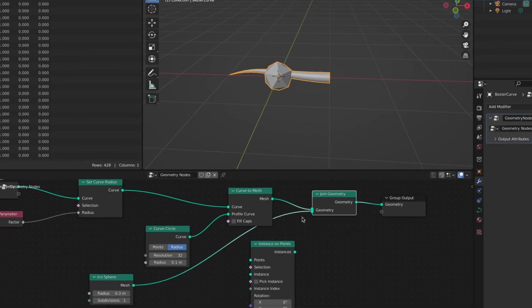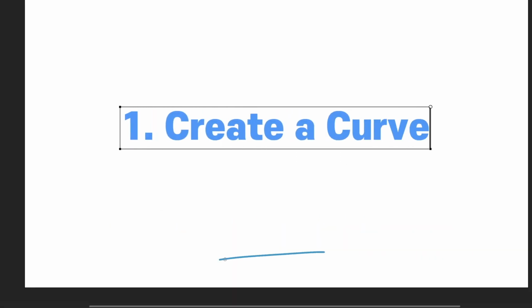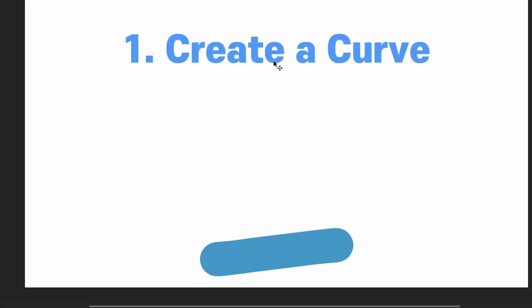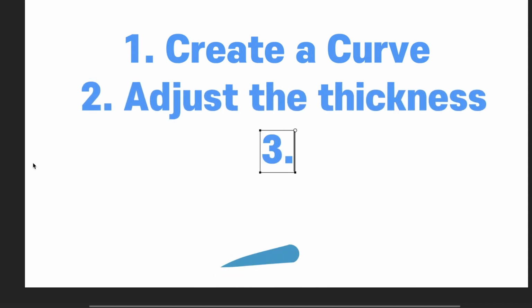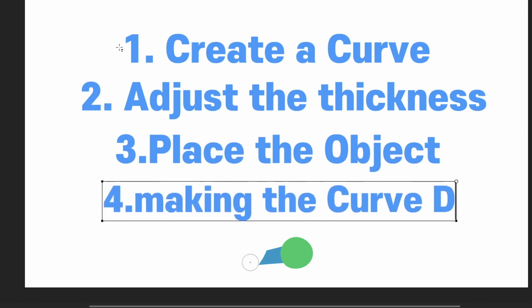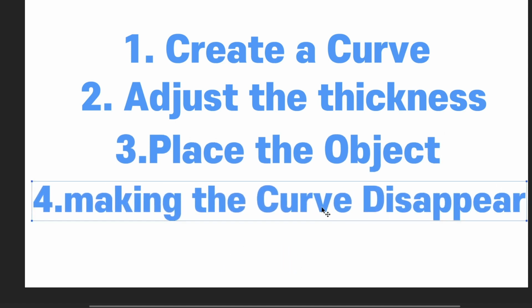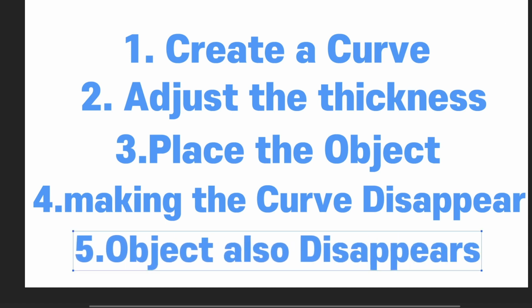Through this video, we want to make sure we understand. First, create a curve, then create a thickness on the curve. Second, adjust the thickness of the curve. Third, place the object at the end of the curve. Fourth, making the curve disappear as soon as it is drawn. Fifth, the object at the end of the curve also disappears with the progress of the frame.